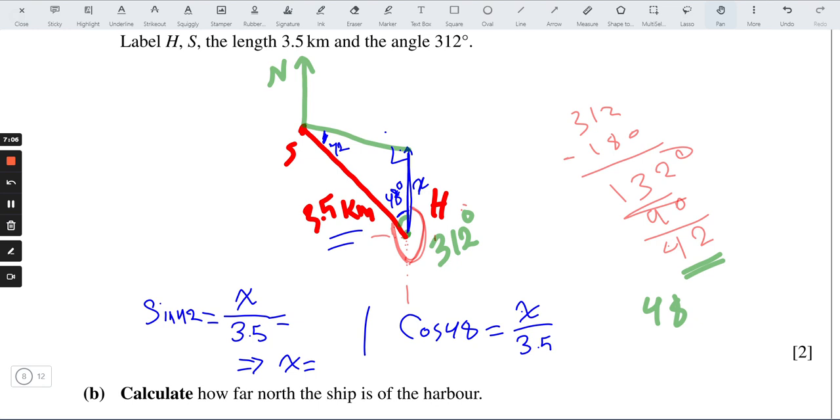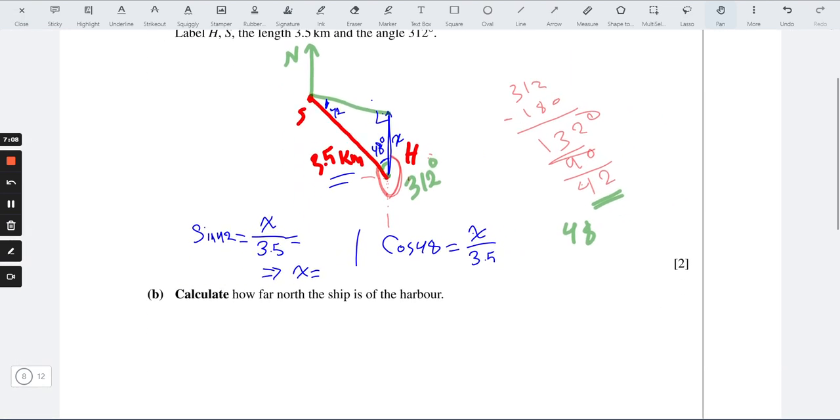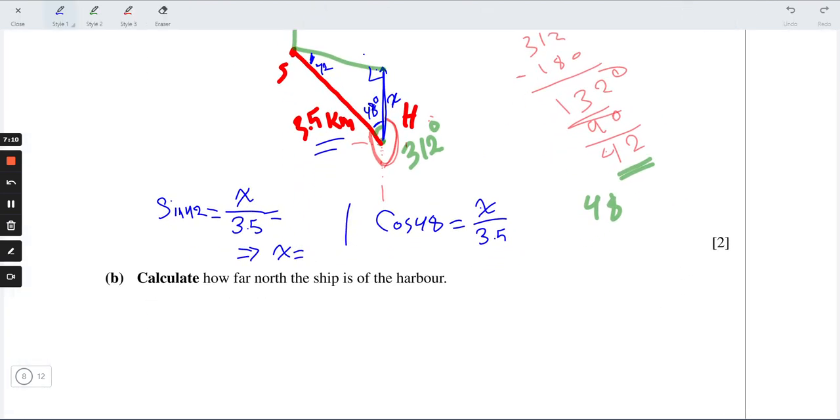So here we can write everything down. So here sine 42 equals x, or distance d, over 3.5. Now cross multiplication, x will be equal to 3.5 times sine 42, using a calculator now.